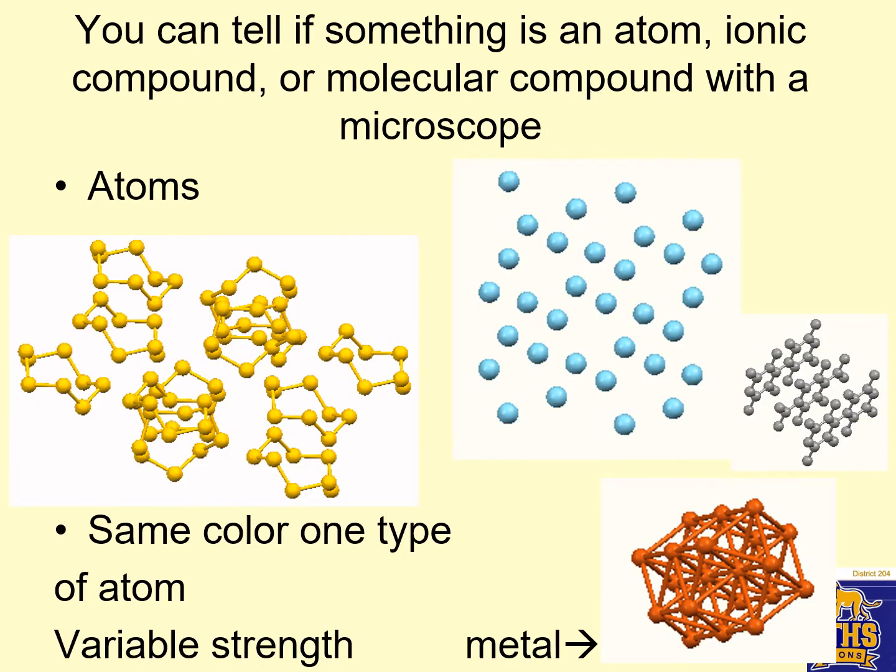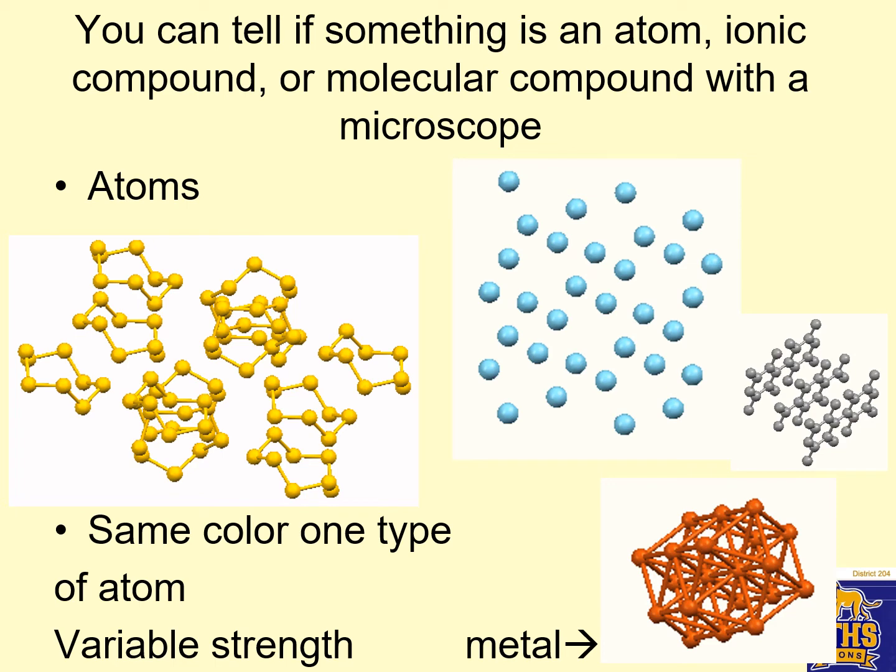Okay, so you can tell if things are atoms, ionic compounds, or molecular covalent compounds with a microscope. If you have a good enough microscope to see the structure, you can tell. So these are atoms, and you can tell they're all yellow, so they're all the same atom, and they're bonded together in little groups of rings. These are also atoms, and they're held together by just the attractions between them, and they're single blue things. These are also atoms, bonded together, and then there's layers, right? These are atoms as well, and you can see that the bond is a little stronger because there's a connection between them.